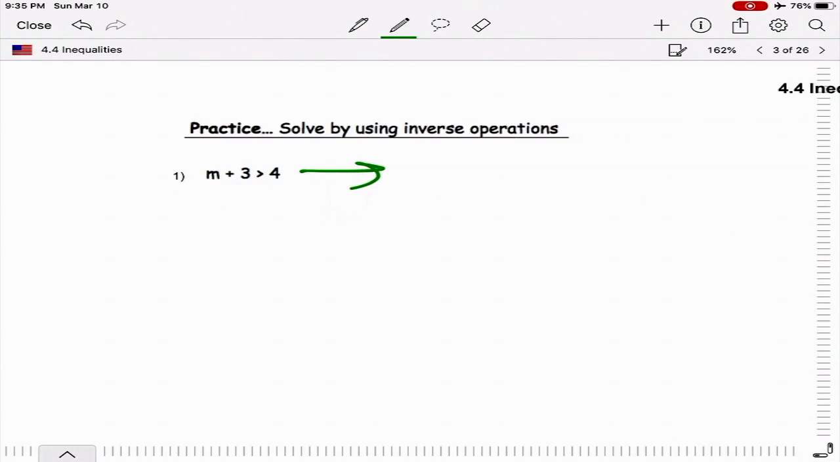Now, I know this has an inequality, so at first you're like, oh my god, this is so hard, but it's not, once again. You just treat inequalities like equal signs at first. So look, I'm going to rewrite the problem. M plus 3, but now I'm going to write equals 4 instead.